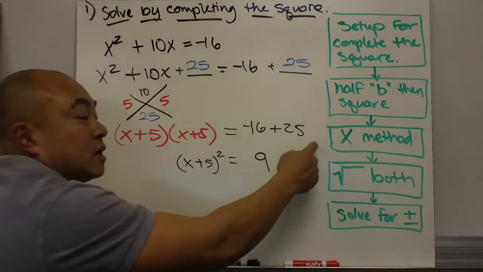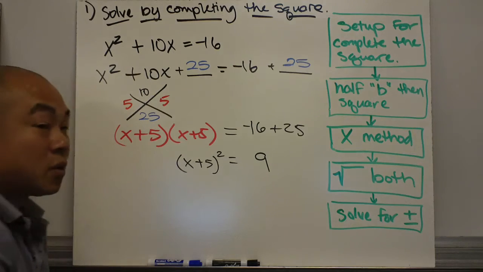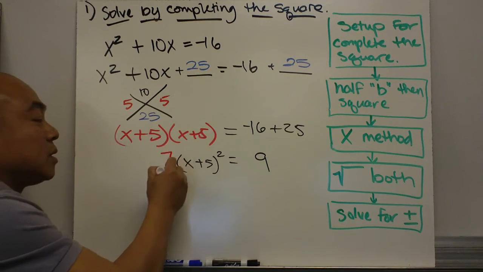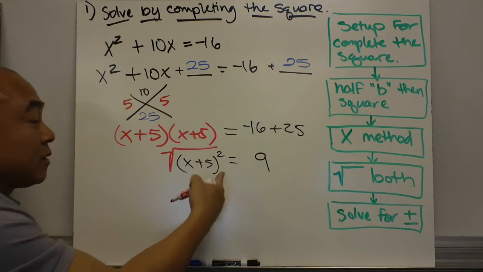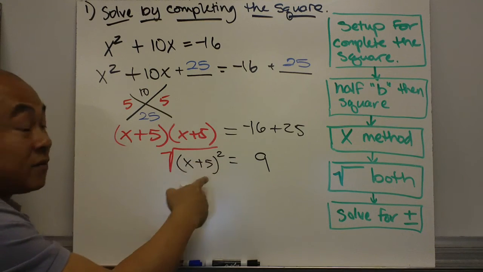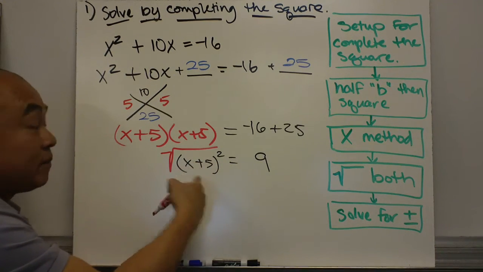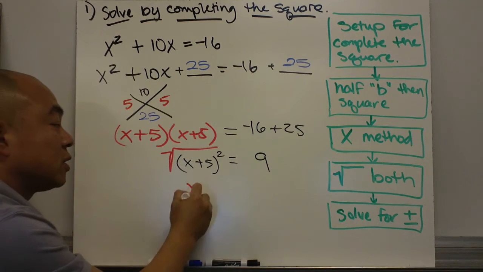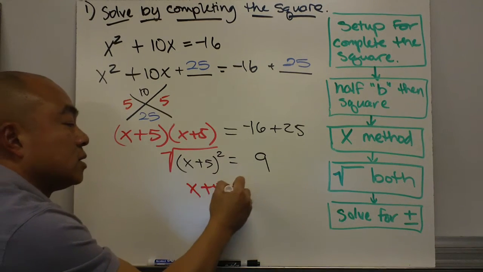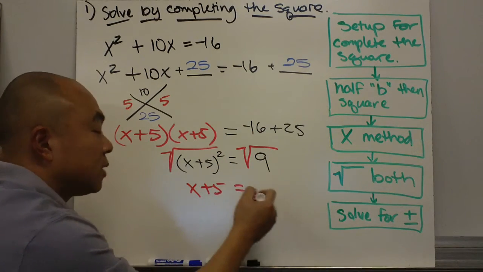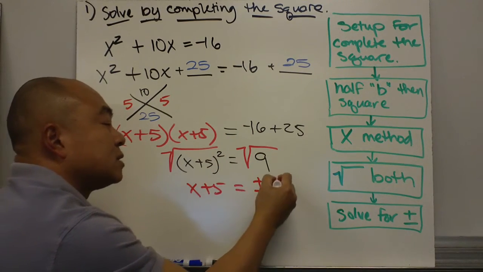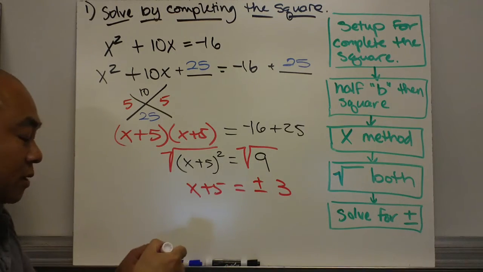Okay, so now we've done the x method, and now we're just going to square root both sides. The reason we're doing this is because we want to get rid of this square. And really, you're not really getting rid of it. You're basically telling me what times itself would give us x plus 5. And since there's two of them, that is going to be your answer. So you have x plus 5 is equal to, and don't forget, if you square root this side, you've got to square root this side. So the answer comes out to be plus or minus 3, because the square root of 9 is 3.